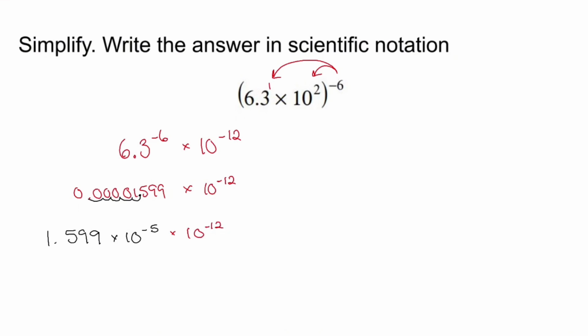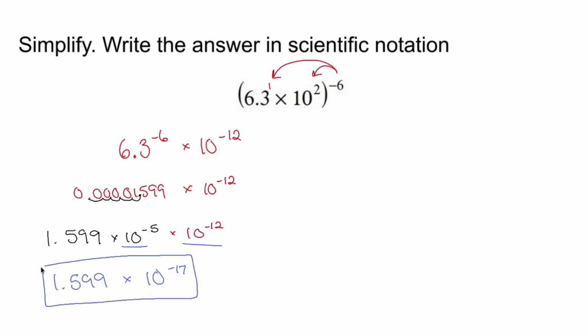So now what we have to do is we have to combine these guys. 1.599 is still hanging out there. When you multiply terms of the same base, you add the exponents. So negative 5 plus negative 12 is negative 17. And that's going to be your guy. Not the prettiest, but that's how you do it.